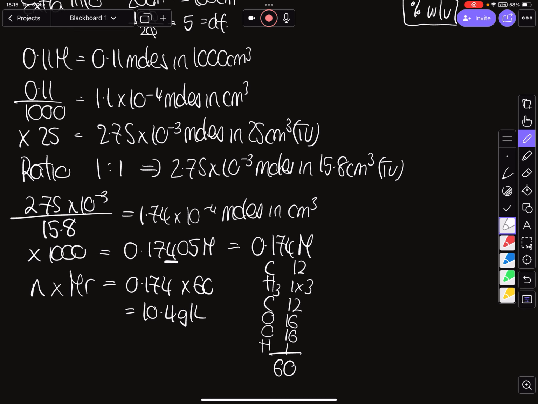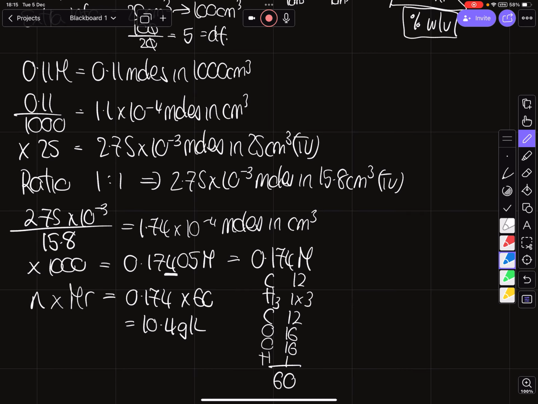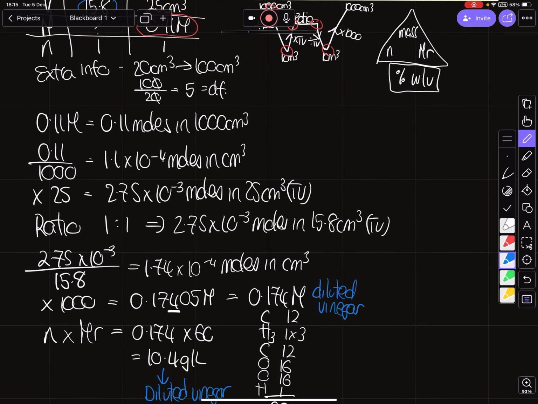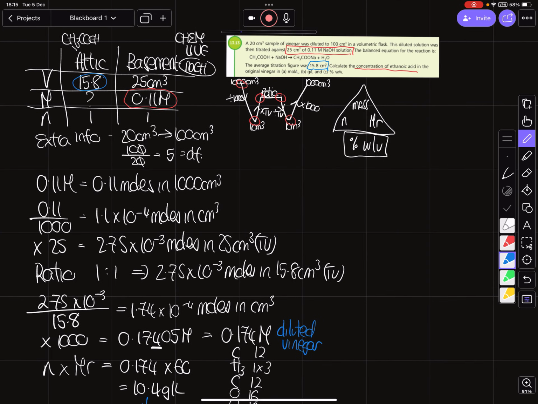Now, because this is ethanoic acid titration, this concentration is our diluted vinegar, as is this concentration is our diluted vinegar. Okay, and remember from our data table, we always use every number that's in there. So we have a look at our question up here, and it is asking us to calculate the concentration of ethanoic acid in the original vinegar in moles per litre, grams per litre, and percent weight per volume.